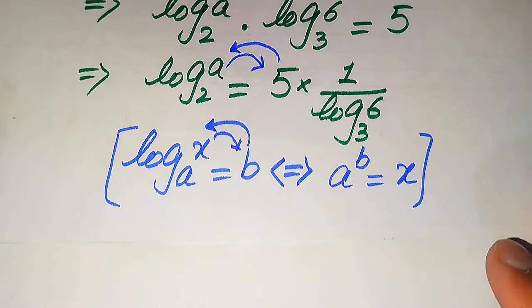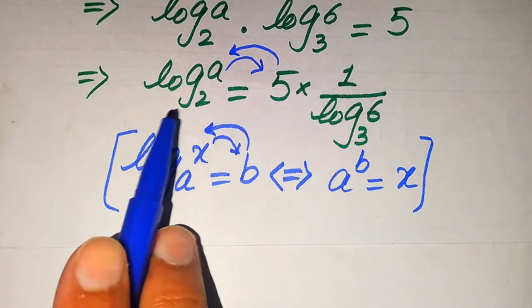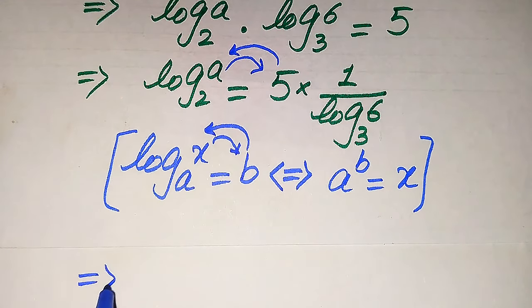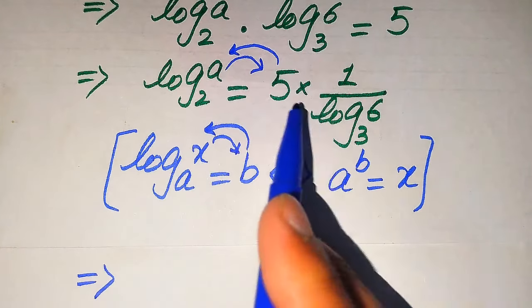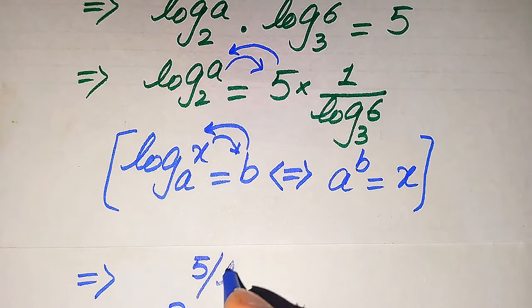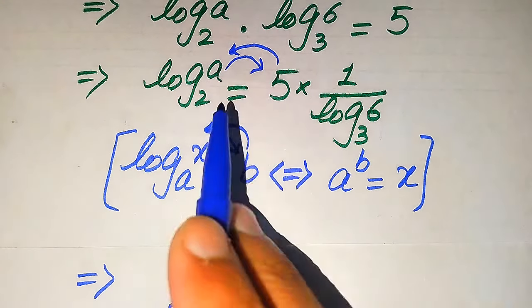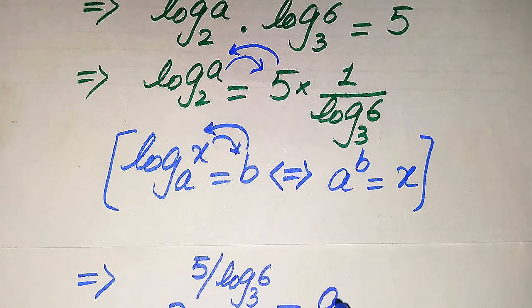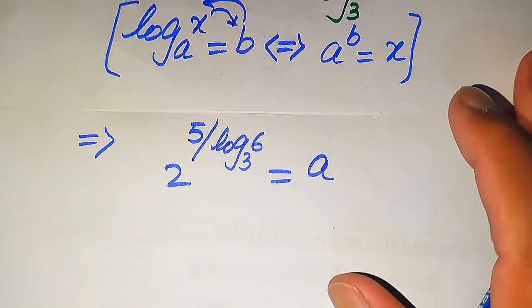After applying this definition of log, we write our above equation in this form. First we move all of these terms into the exponent of 2, and it becomes 2 to the power of 5 divided by log of 6 with base 3 is equal to a, since we move a to the right hand side.